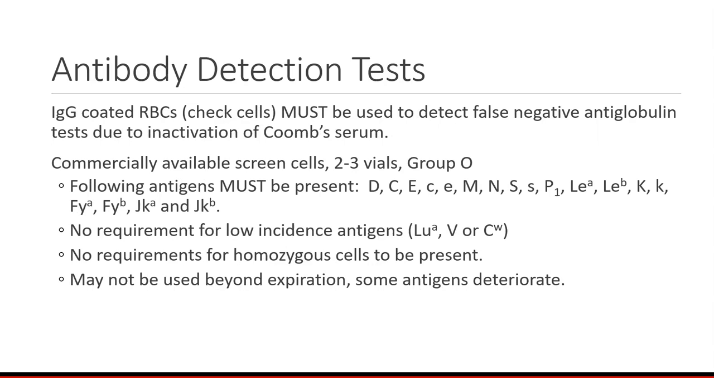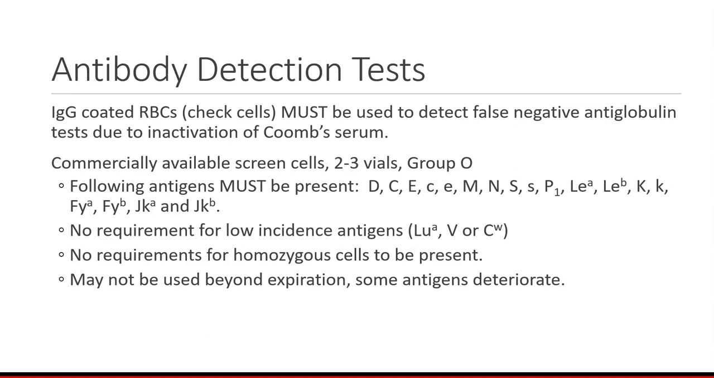IgG-coated red cells, also called check cells, must be used to detect false negative antiglobulin tests due to inactivation of the Coombs serum. And the most common cause for check cells not being agglutinated by the Coombs serum is insufficient washing. These screen cells are commercially available in either 2 or 3 vials. They're Group O. Why? Because Group O is a universal donor.